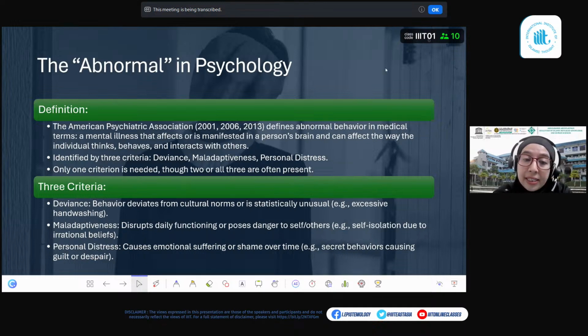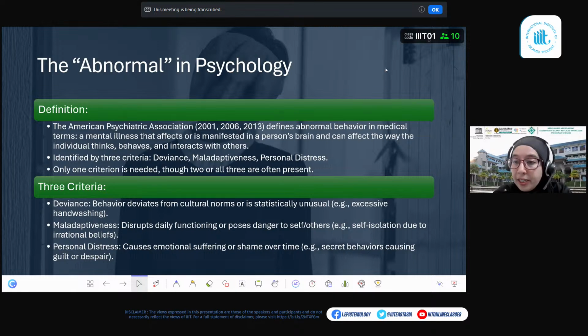The American Psychiatric Association, APA, the standard that many psychologists, psychiatrists, and mental health professionals refer to, defines abnormal behavior as a mental illness that affects the brain and influences how a person thinks, behaves, and interacts with others. So this is the definition that we normally find in many psychology textbooks. And to identify abnormal behavior, psychologists use three main criteria. Okay, let's go through each one of them.